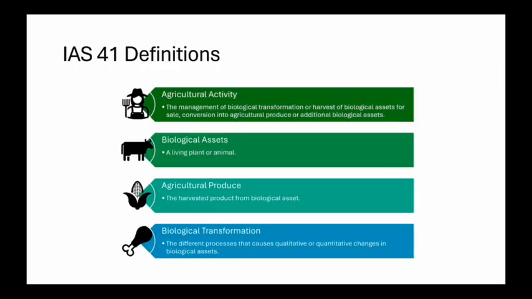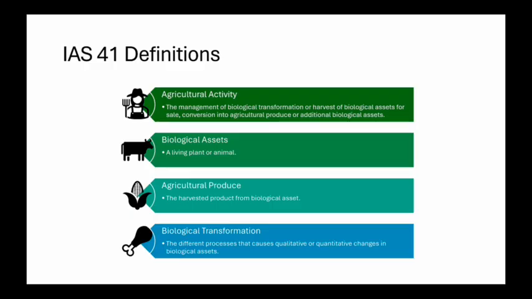But before we move on to other criteria, first let's look at some definitions. I'm going to just explain these in simple words. Agricultural activity is related to the management, biological transformation, and harvest. An example would be catching a wild fish from the ocean, which is not an agricultural activity, but running a fish farm is. For biological assets, it's a simple definition which requires a living plant or animal, but it has an exception, which we'll see ahead.